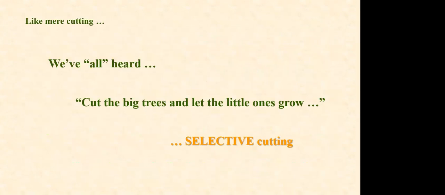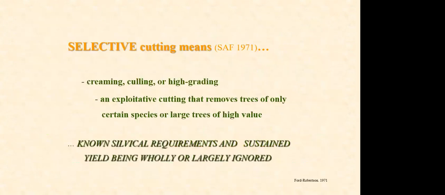That's defined as selective cutting by SAF standards. This is the SAF definition in 1971. Selective cutting, creaming, culling, high grading, and exploitive cutting that removes only trees of certain species or size. Look at the bottom line. No known silvicultural requirements and sustained yield being wholly or largely ignored. Growth differences between even and uneven age stands being ignored. You just go ahead and cut the big trees.